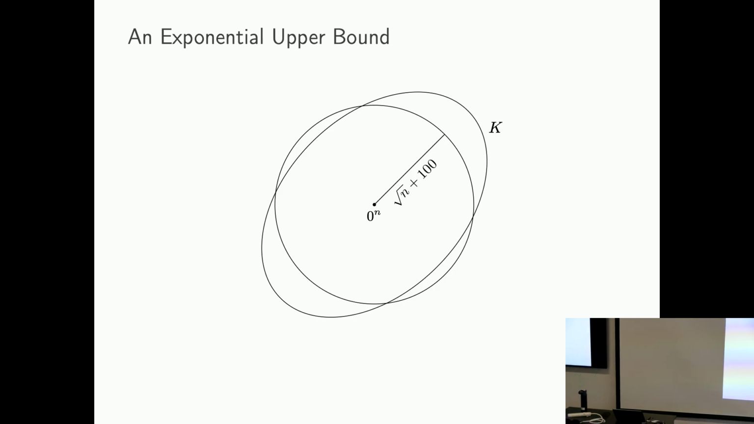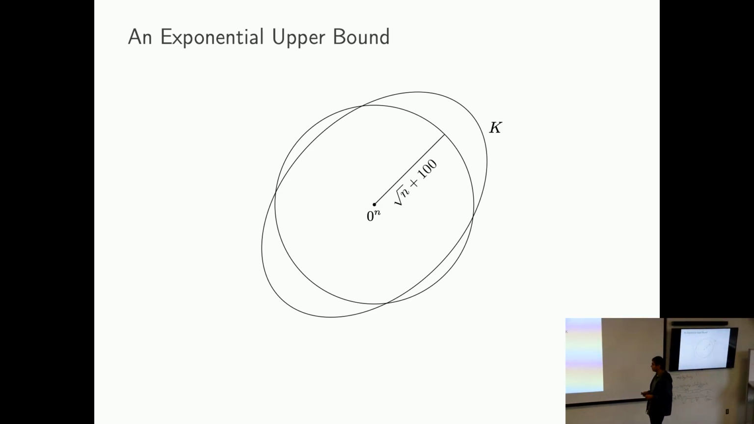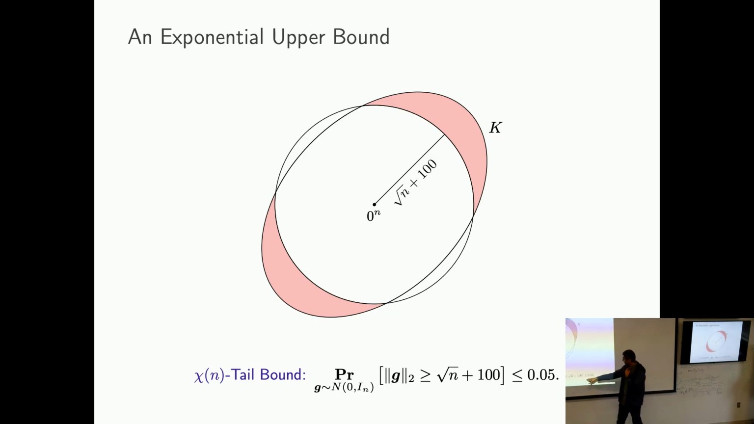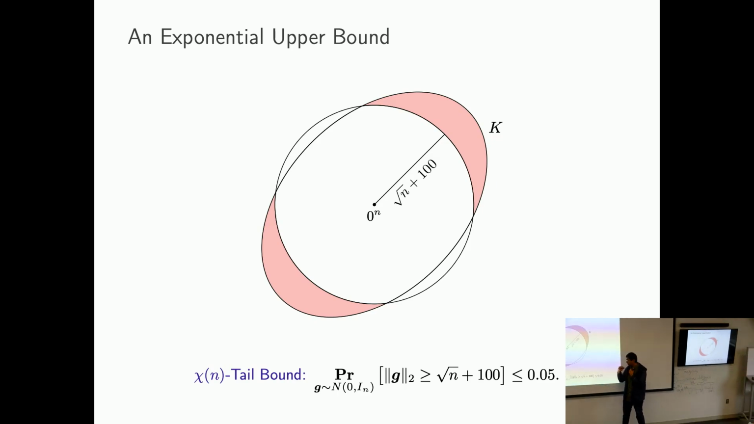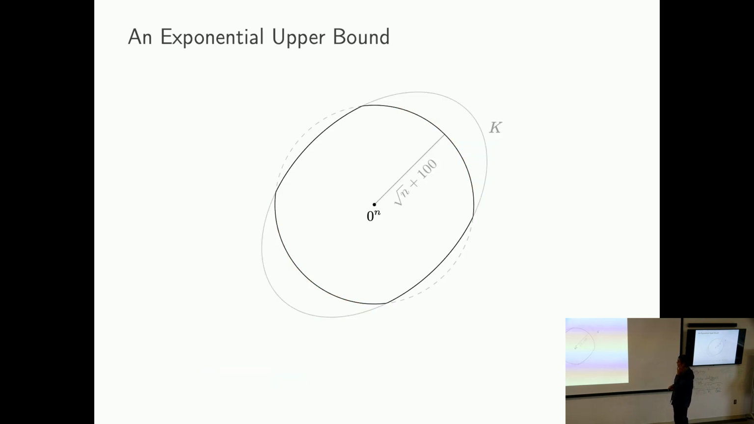This is because by basic concentration of measure, the concentration of the high-dimensional Gaussian, you can show that the probability of a Gaussian landing outside this ball is like 0.05. A chi-squared tail bound will tell you that the probability of a Gaussian having 2-norm greater than root n plus 100 is at most 0.05. So we're going to happily give up on everything outside this ball. We only care about action within this ball. So let's intersect the set K with this ball.